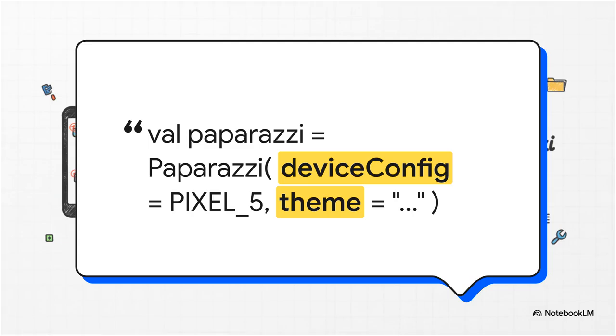And this little code snippet really shows you how easy Paparazzi is to use. Right in your test file, you just define this JUnit rule. Here, we're basically just telling it, hey, render my component like it would look on a Pixel 5 and use a standard light theme. It's declarative, it's easy to read, and it just works.